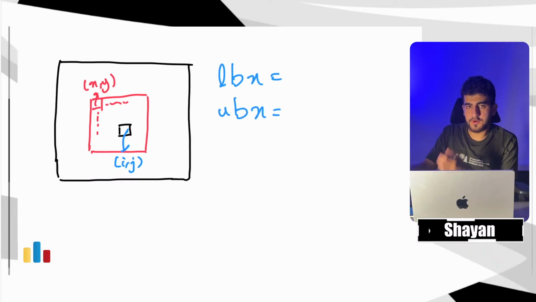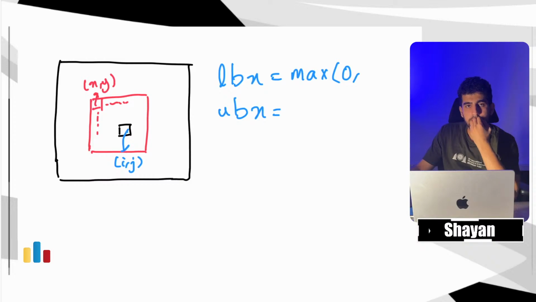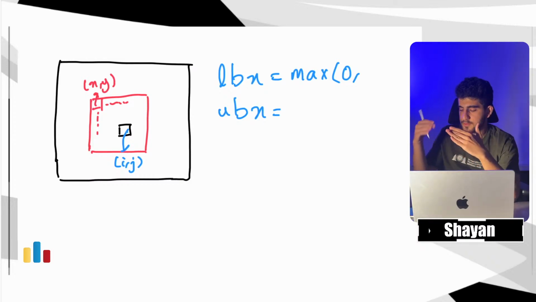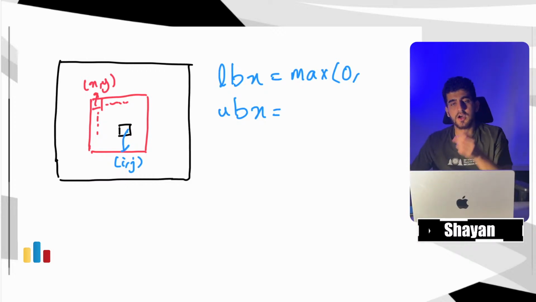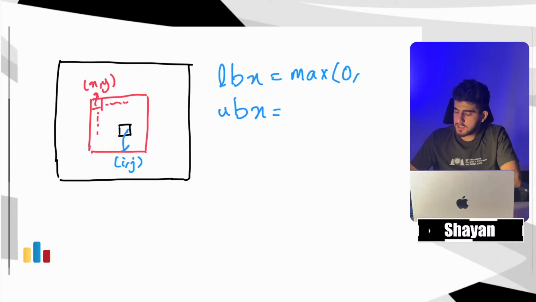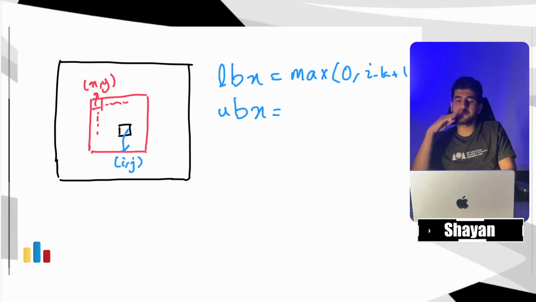What is the lower bound for x? Well, first of all, x cannot start from before 0. So it should start from at least the first row. And also, it must not be i minus k or less than that, because if it is i minus k or less than that, it cannot cover cell i and j. So it is at least i minus k plus 1. So it is at least maximum of 0 and i minus k plus 1. Is it clear so far?